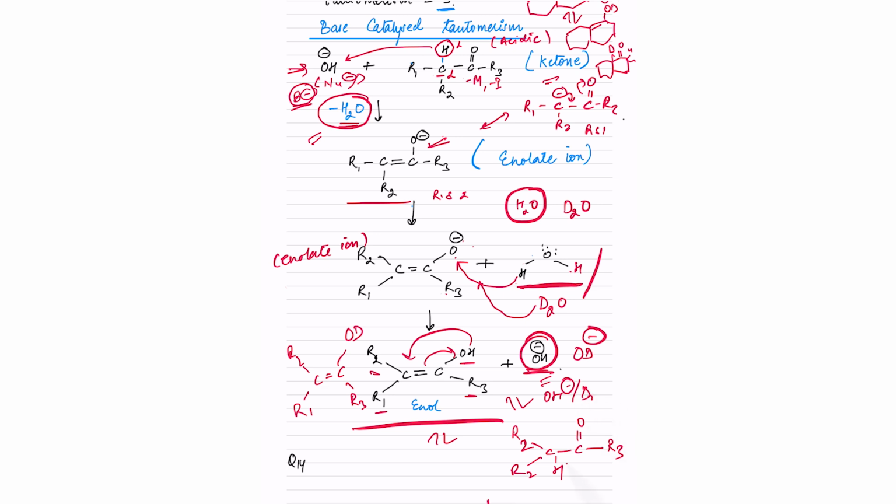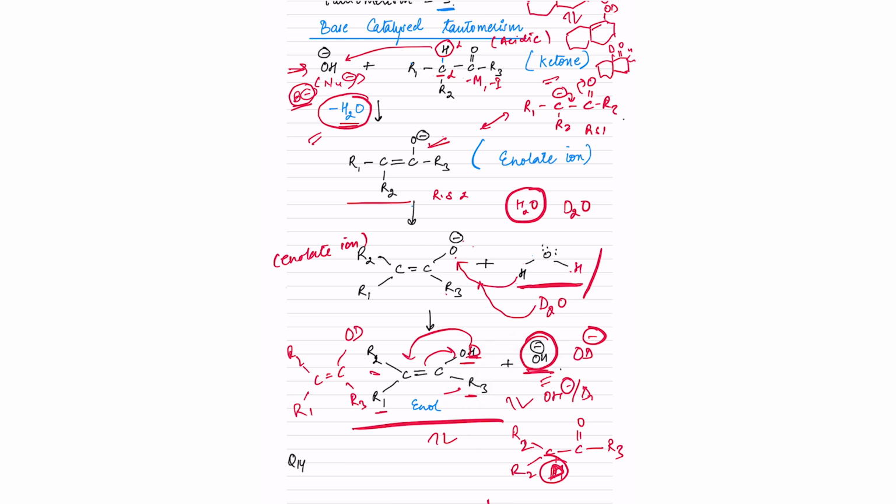So in this case, the hydrogen is coming because we had a hydrogen over here. What if I had an OD over here? If I would have an OD over here, then the thing which would be coming back on this alpha carbon would be deuterium. So that's exactly what they're asking: how many hydrogens can be replaced by deuterium in the process of base catalyzed tautomerism?